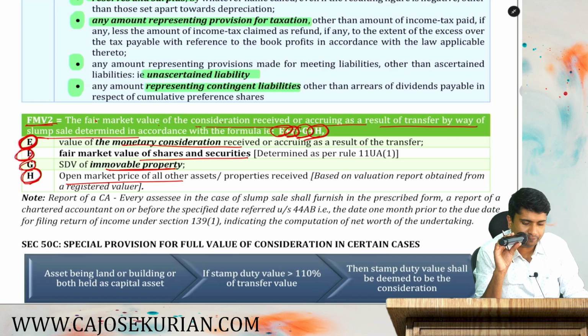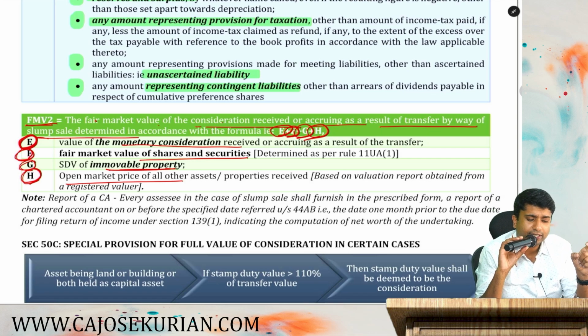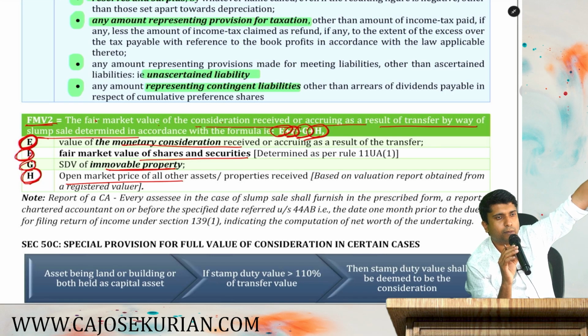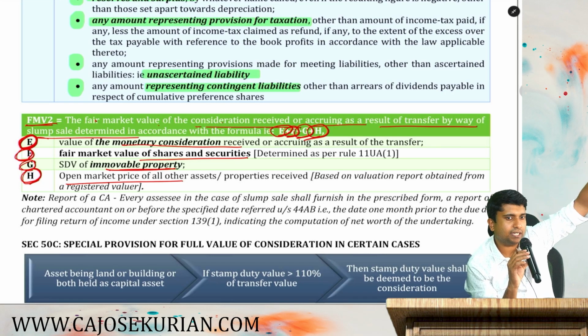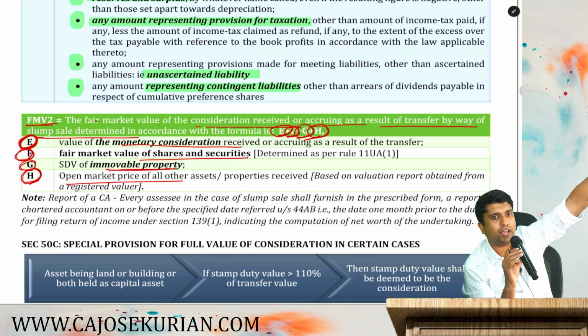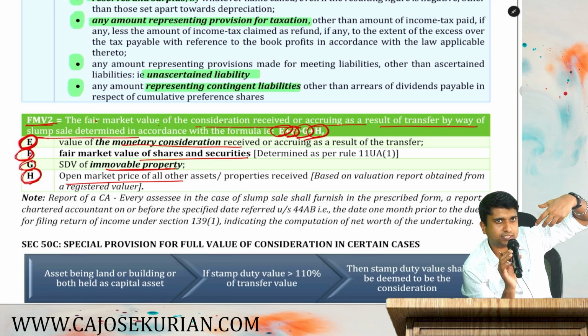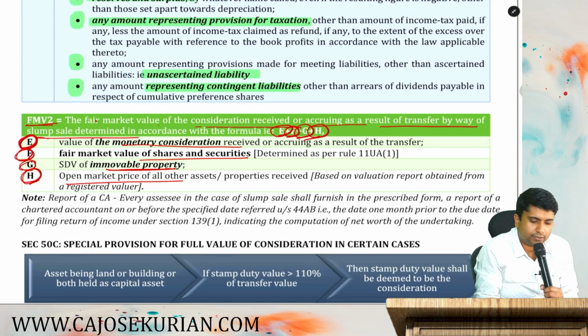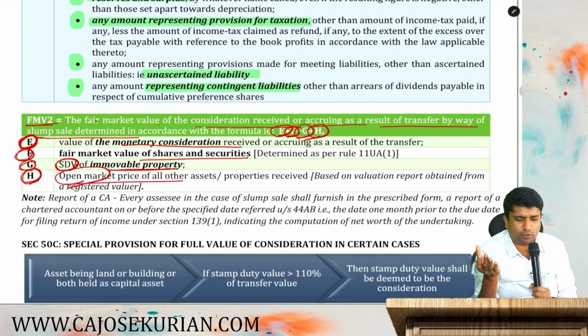The point is very simple. How do we value? If it is monetary consideration, consider that value. If it is shares and securities, we have already valued it. Listed share, highest and lowest price average. Unlisted share, you compute the net worth of that respective company, then divide by total paid up value of equity shares that they have issued, into total paid up capital of equity shares that we are holding. Then immovable property, stamp duty value. Any other asset, open market price, like gold, jewelry, etc.